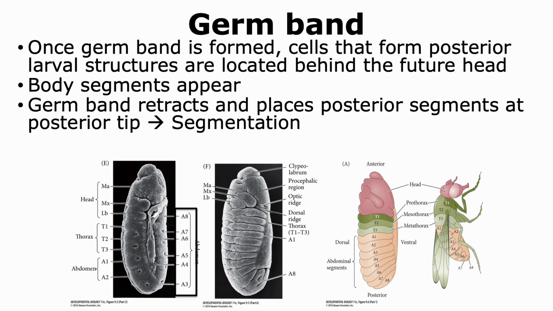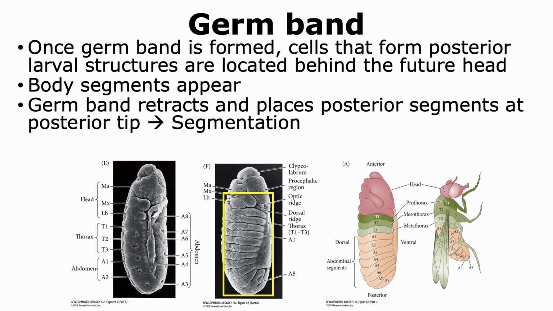Now, when the germ band retracts, we have to focus our attention on the next figure. And here we can look at A8. The position of A8, if you compare it to that of the previous figure or the figure to the left of it, we can see that A8 is much more towards the posterior end in this figure than the previous one. And that is what we mean by germ band retraction. The segments are pushed back so that they are now at the posterior tip.